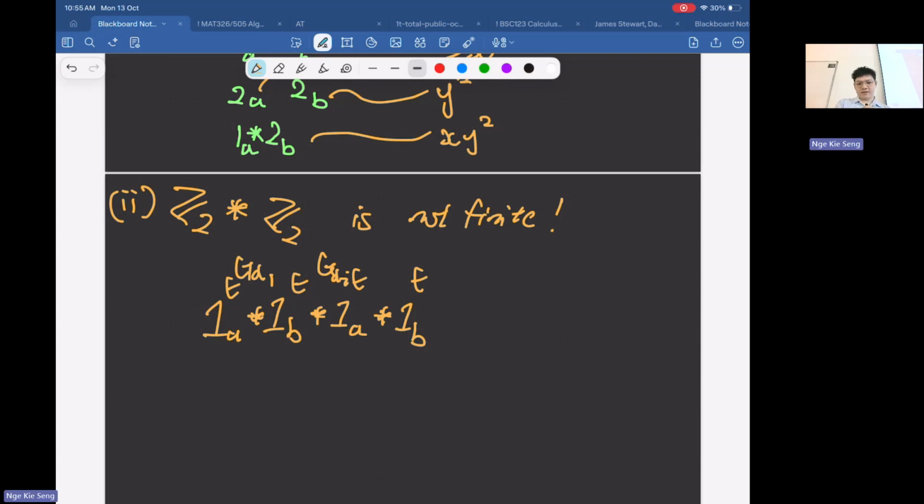This group is isomorphic to what? This quotient of F2 by X square, Y square? Not really. Let me think. X square and Y square. This one, then this one is the 4 element thing, right? This is not right. That's why this thing is not finite.